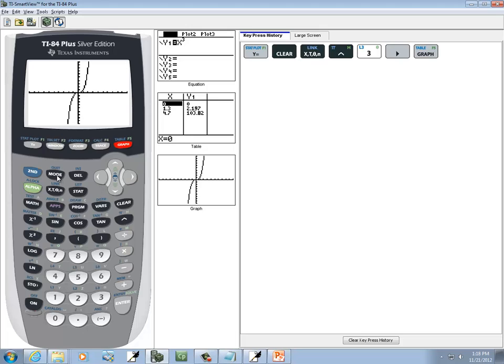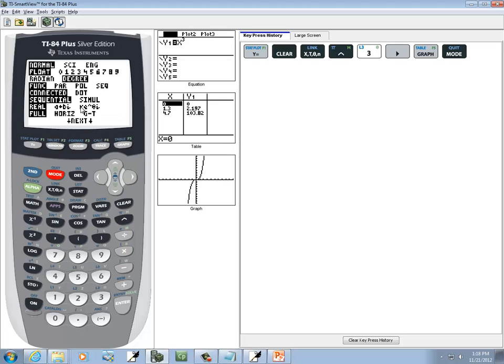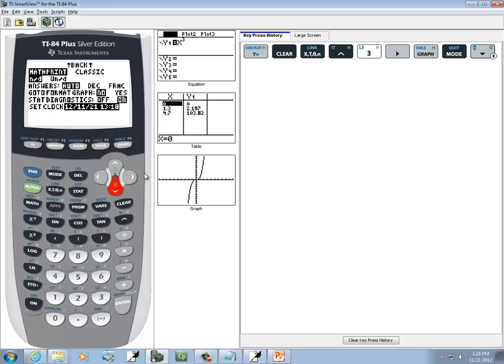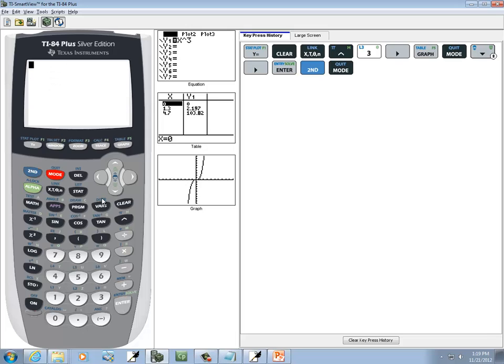Now I'm going to set my calculator back. I'll kind of flip back a little bit on each one just so you see the differences. Again, I press mode. I'm going to down arrow to that math print. And I'm going to set it to classic. So I right arrowed over to classic, put my flashing cursor on it, press enter. And I'll do second mode exit out. Second mode exits you out of anything on your calculator.